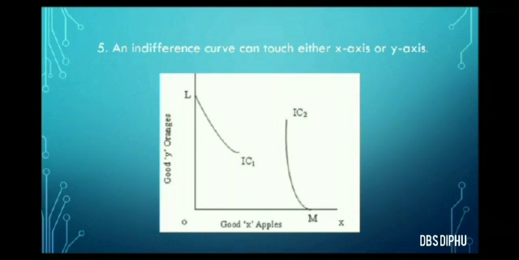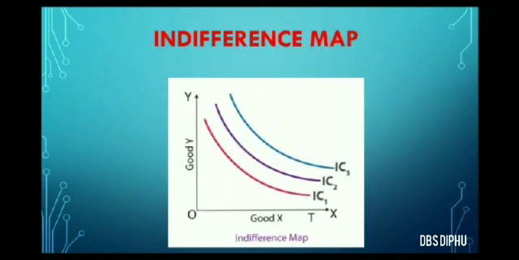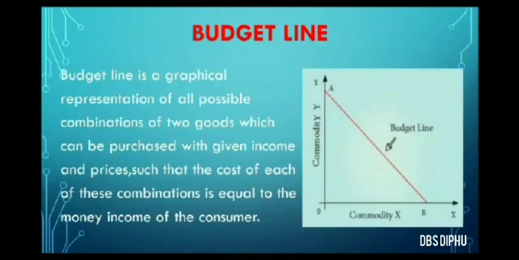Next, indifference map. A set of indifference curves is called an indifference map. An indifference map is a family of indifference curves which represent different levels of satisfaction. Next, budget line. A budget line shows all those combinations of two goods which the consumer can buy by spending his given money income on the two goods at their given prices.